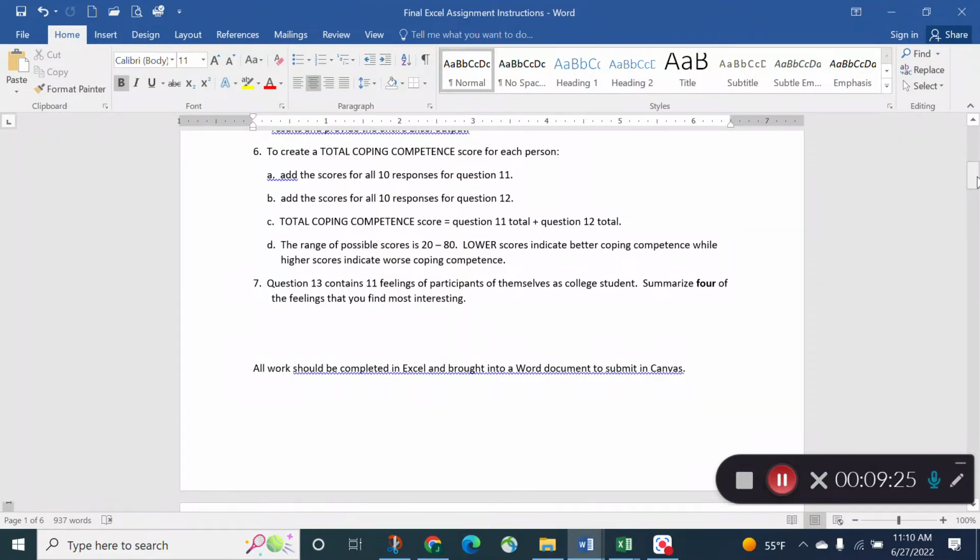What most students do is they pick 4 that people respond very highly to. So if 8 of your 10 people said low self-esteem, or 6 of your people said frustrated, or those types of things, I think those are the things that you really want to summarize. And again, probably on this you're going to want to do something graphically. So there's some graphical ways that you can present that, and we'll be looking at those in just a moment. So all work should be completed in Excel and then brought into Word, and so you're just going to be submitting a Word document as the final project here.